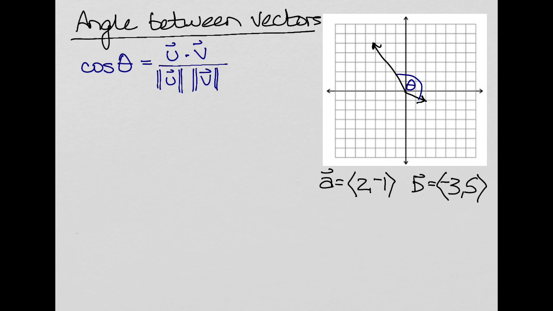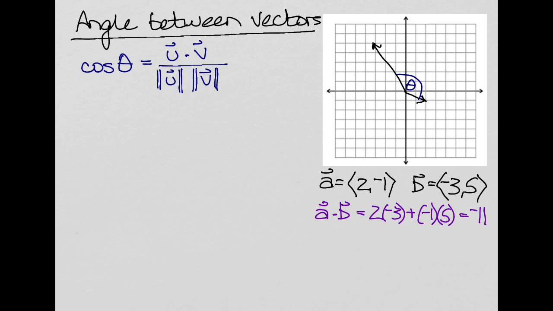Let's try one. I have vectors A and B here. Looks like I'm going to need to know some stuff about those. I'm going to need the dot product of these two vectors. So let's see, I got 2 times -3 plus -1 times 5. My dot product is -11, a scalar, because dot products are scalars.